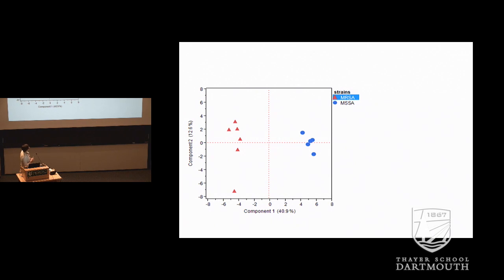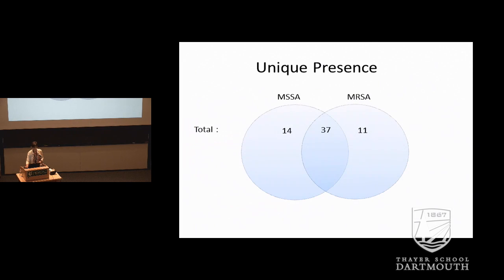So the methicillin-sensitive mice clustered and the methicillin-resistant clustered separately. This was without any antibiotic being given to the mice. Indeed, we found that there were unique molecules present in each category, as well as, of course, molecules that were shared, because they are exactly the same organism with some minor exceptions.